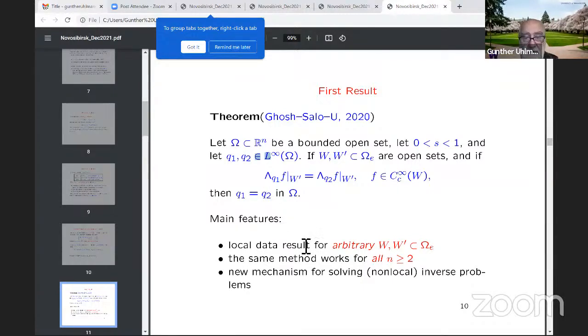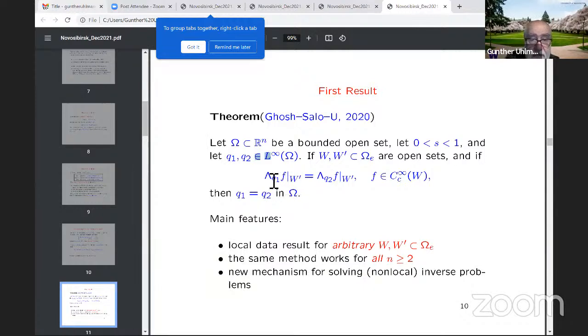And the main feature is that this is a local result for arbitrary W and W prime. They can be disjoint, or can be the same, or can have intersection, it doesn't matter. There is no difference between dimension 2 and higher dimensions like there is in the Calderon problem. And this gives a new mechanism for solving non-local inverse problems. So for instance, this type of result is not known in dimension 3 or higher for the standard Calderon problem.